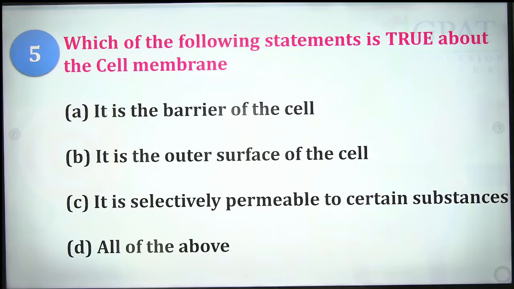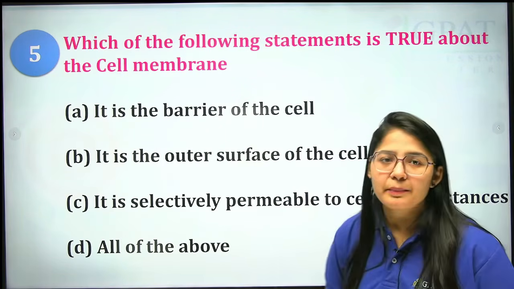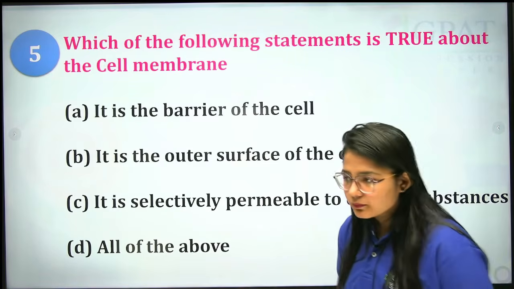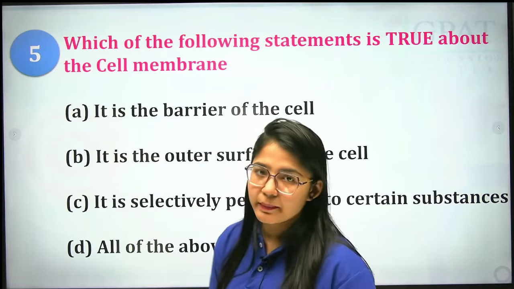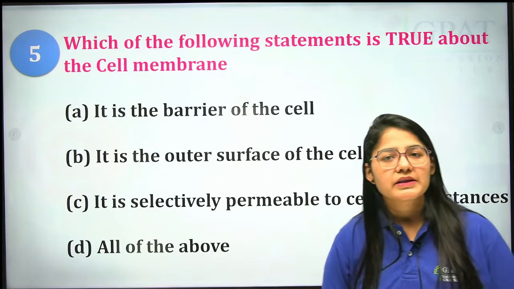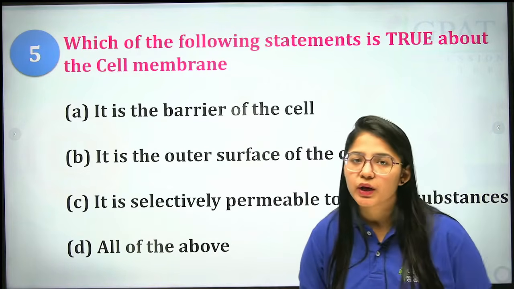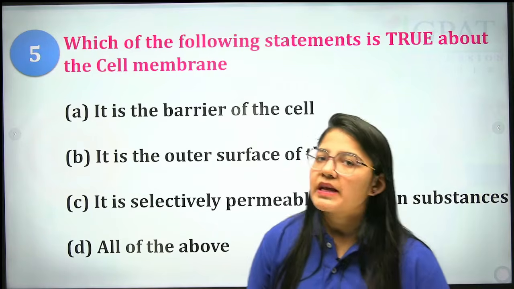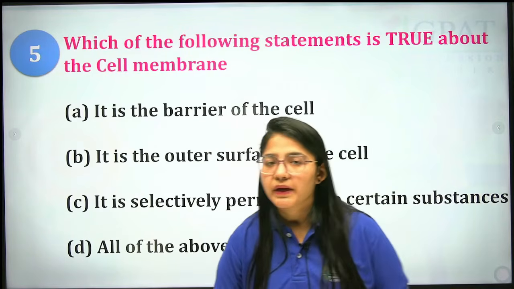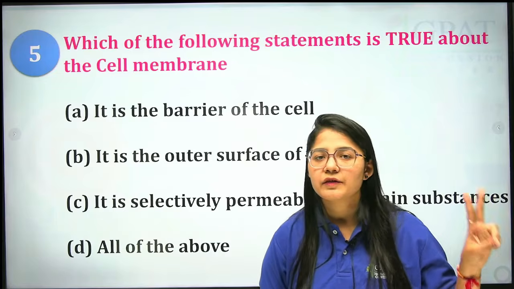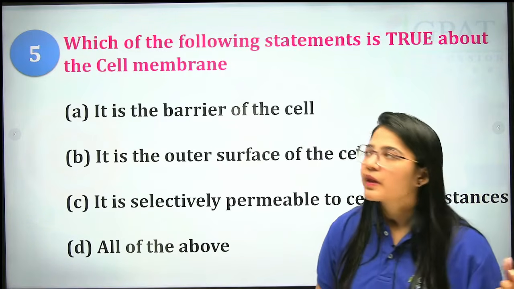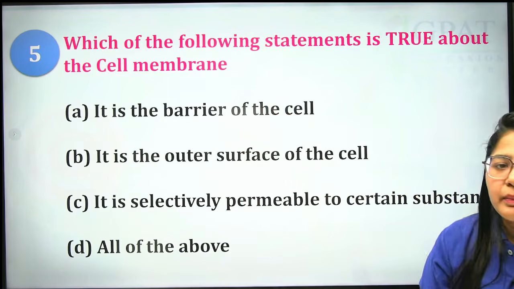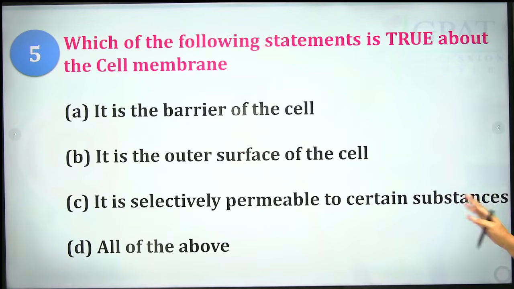Okay. Fifth question. Which of the following statements is true about the cell membrane? The outermost layer of your cell is your cell membrane. As we all know, in animal cells we lack cell wall. Clear? But we have cell membrane, also known as plasma membrane, and in plant cell we have cell wall. Clear? That is the hard layer which protects our plant cells. Clear? So, these are the statements about the cell membrane.